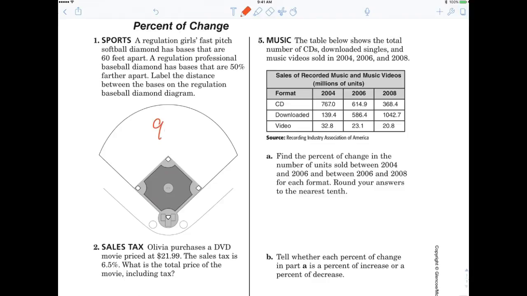Now, the reason that was easy is because you could say, what's 50% of 60? Just add half. 30 plus 60. Or what I'm trying to get you to realize is that I could take 60 and multiply it by what? 1.5, right? Because 100% plus 50% is 150%. Everybody good with that? And so then you would just multiply that, 60 times 1.5.